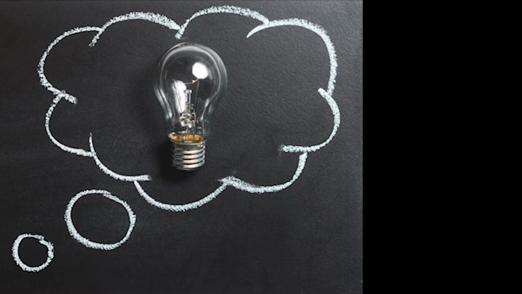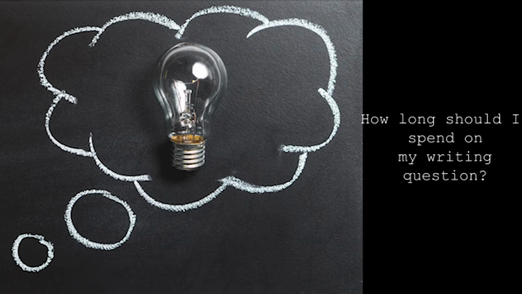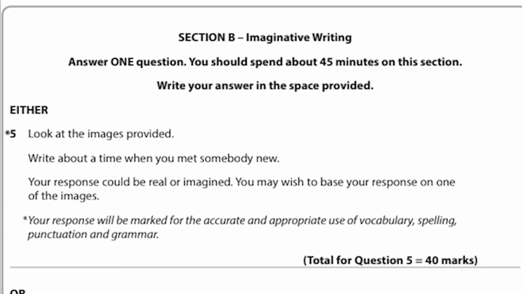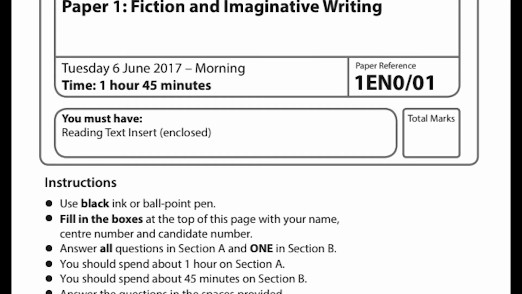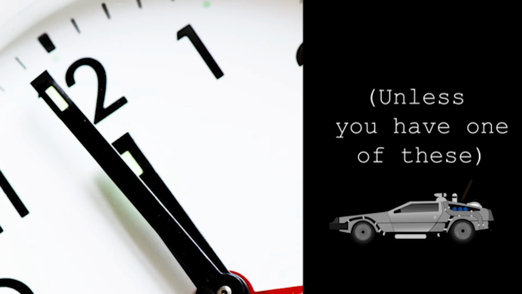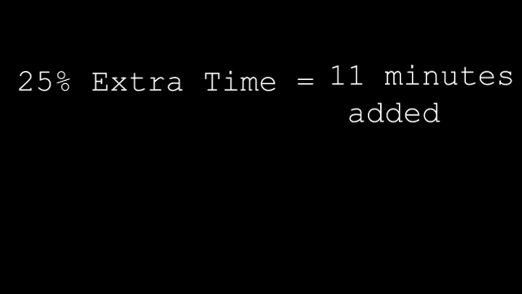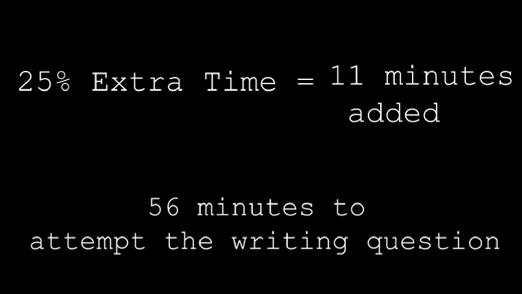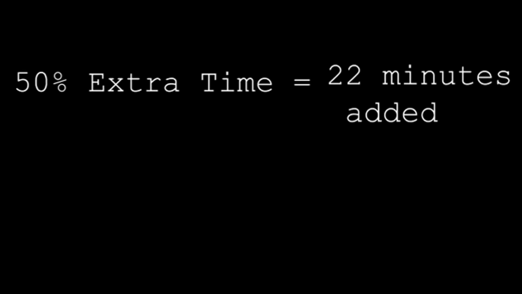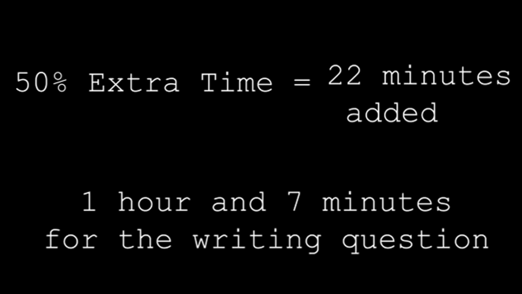A question I get asked a lot is, how long should I spend writing my writing question? That answer is pretty simple. The guidance available for you is actually on the paper. Official exam advice tells us we should spend 45 minutes on this part of the question. You've got to remember now that the entire paper is 1 hour 45 minutes long, so don't forget to watch the clock. Now if you have 25% extra time, you can add roughly 11 minutes to that, giving you 56 minutes to complete it. If you get 50% extra time, this gives you 1 hour and 7 minutes for the writing question alone. Remember, you've got to use every second of that time.